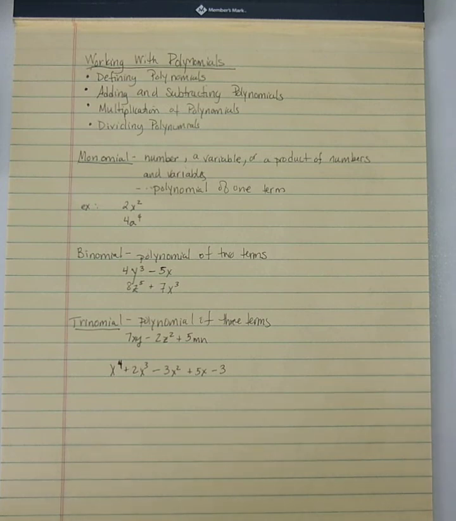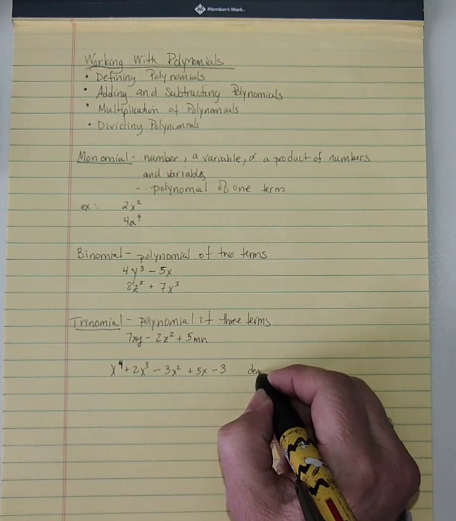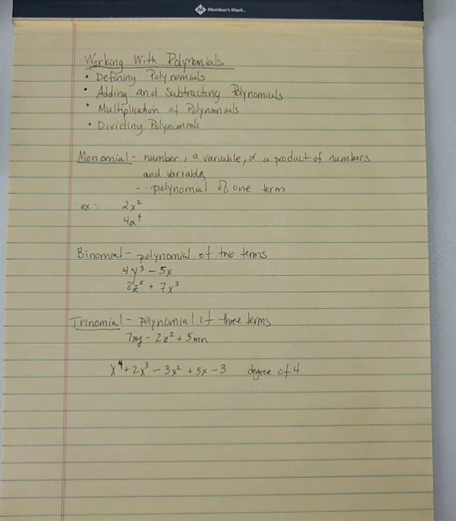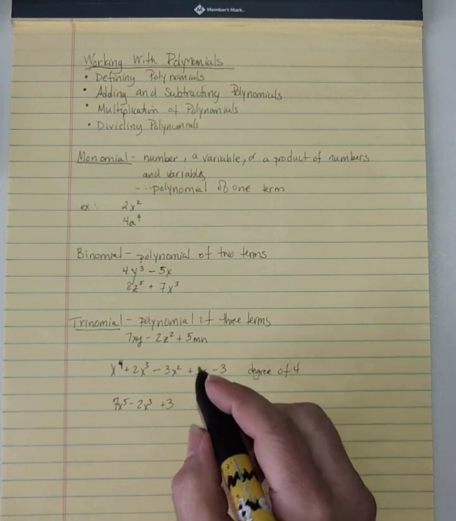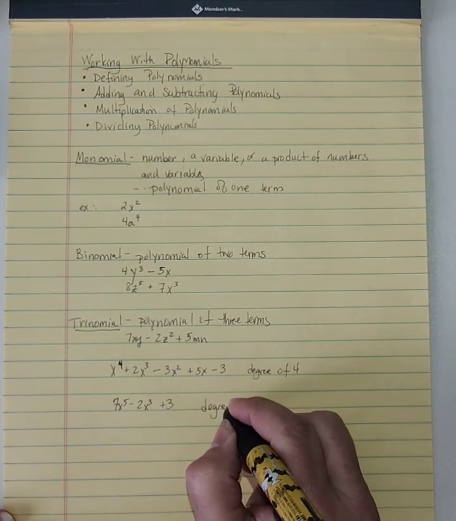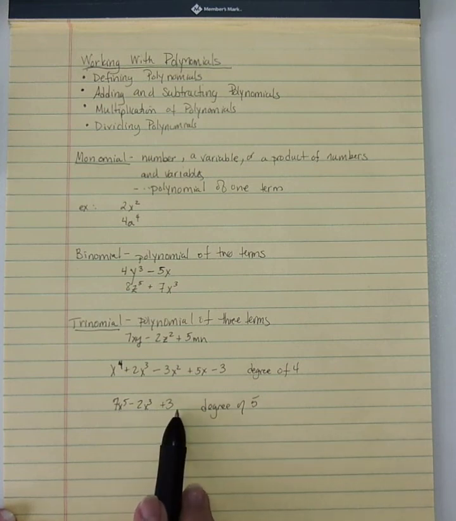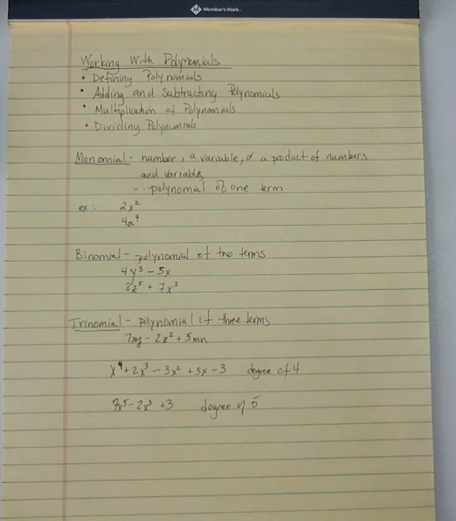Then, talking about what is the degree of the polynomial. The degree of a polynomial in one variable is the largest exponent. So this one would have a degree of 4. This trinomial would have a degree of 5. It's written in descending order, 5, 3, and then no x's, and the highest exponent is 5.